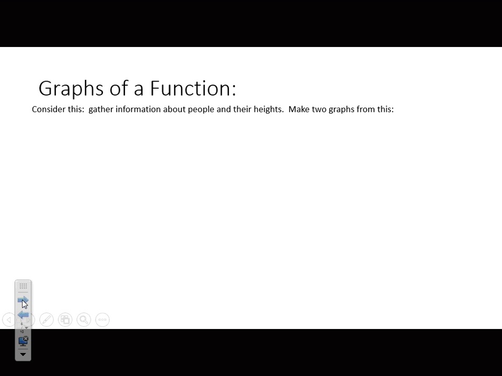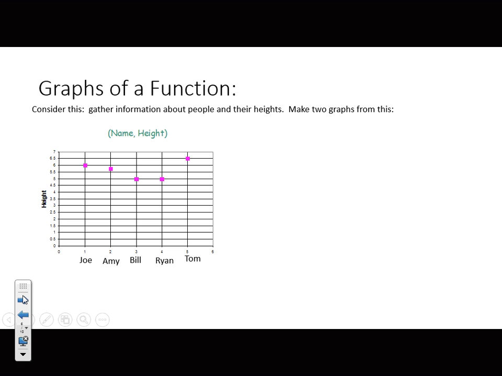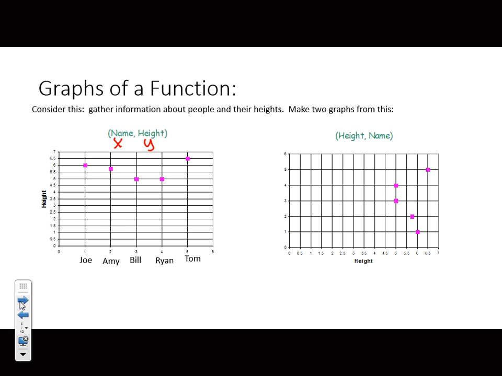We're going to consider two different graphs. We're going to gather information about people and their heights, and we're going to make these two graphs. Our first graph is going to represent the x value being a name and the y value being our heights. The second graph is going to represent the height being our x value and the name being our y value. So our input and our output.